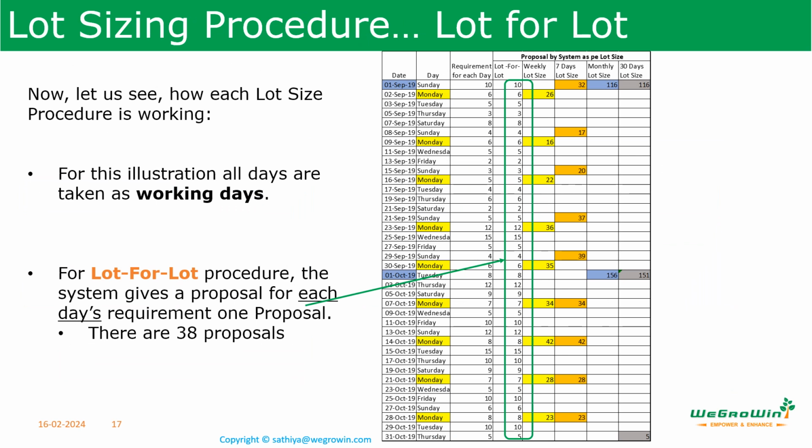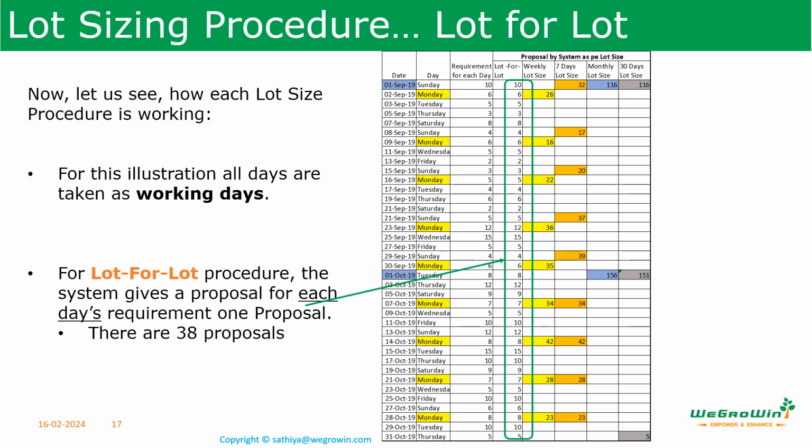Now let us see the procedures, right? How the lot-for-lot is working. For example, here we see these requirements. This table, please go through it. It is giving the day-wise requirement, and here we are showing what the requirements are for each lot size. Now, first when you see the lot-for-lot size procedure, for each requirement, for example on 1st September, we need 10 numbers.